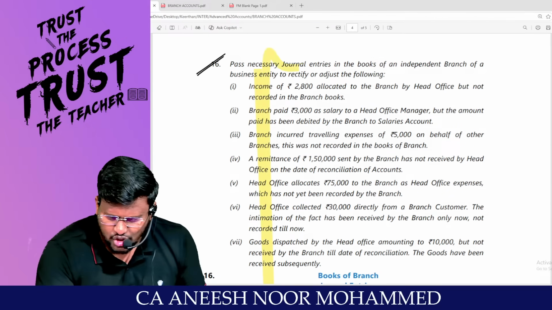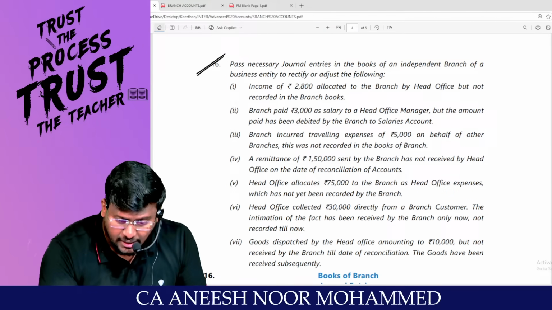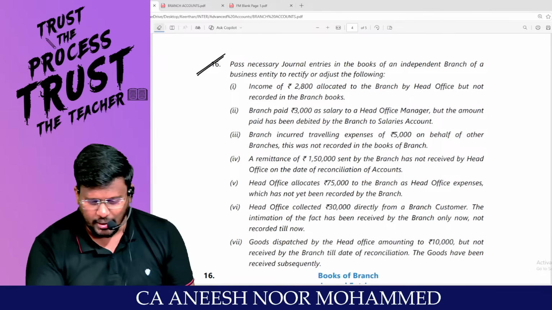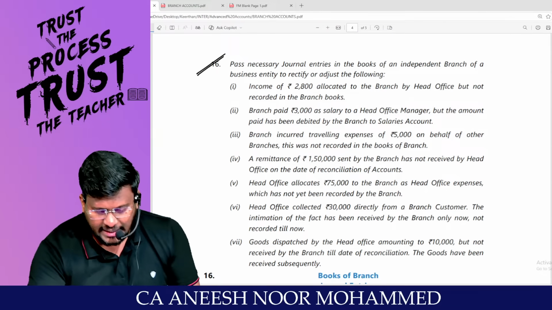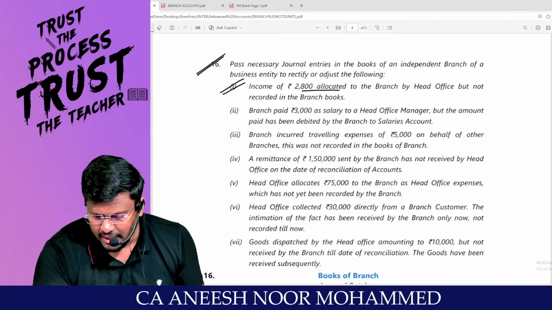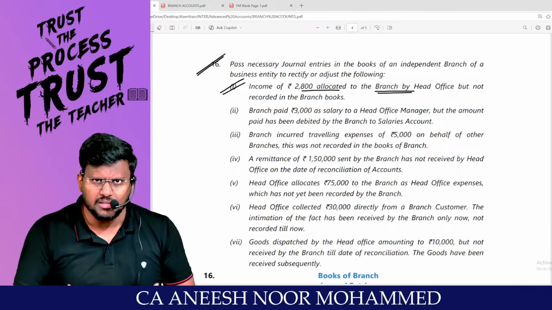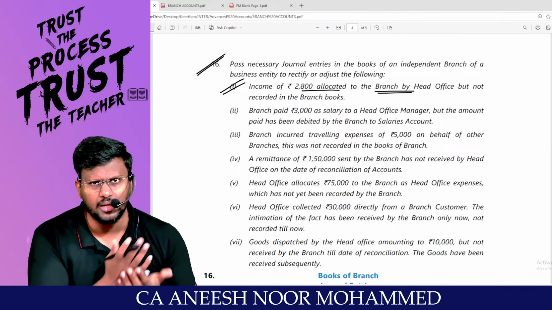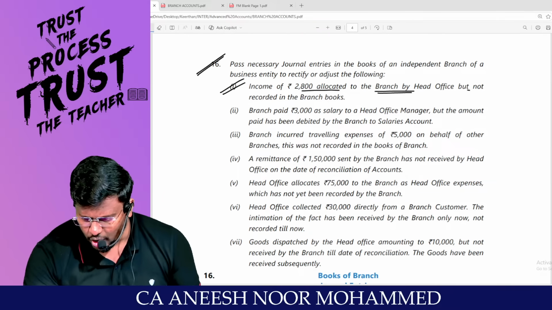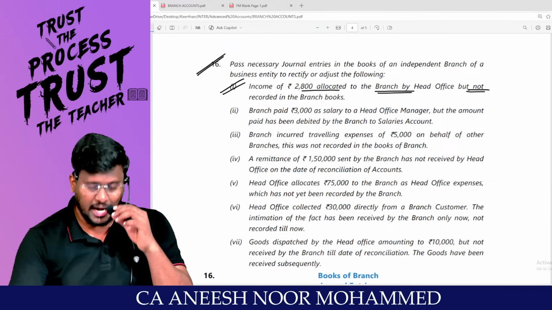Pass necessary journal entries in the books of an independent branch of a business entity to rectify or adjust the following. Income of 2,800 allocated to the branch by the head office. Whose income? Our income, branch income. Income should be credited. We have learned the foundation. But not recorded in the branch books. I will record it now.